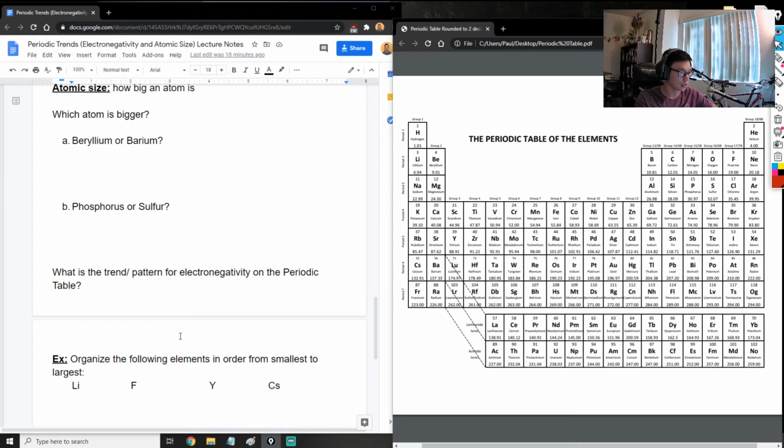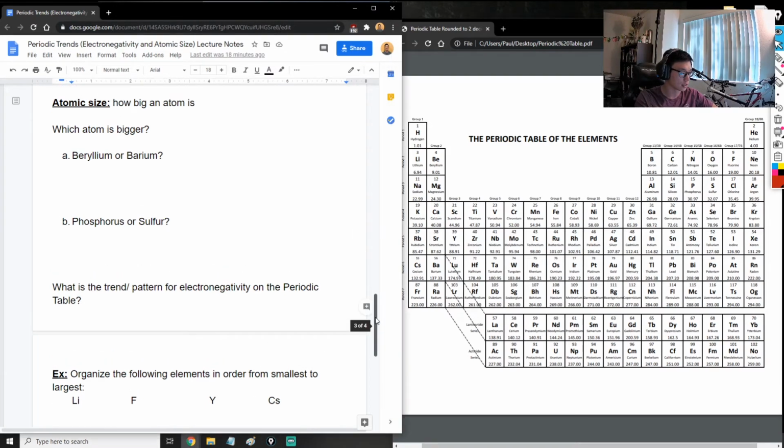Okay, and if you guys notice down here, we're going to be doing some organizing again. So atomic size is basically just how big an atom is, right? Atomic size, size of the atom. Pretty self-explanatory. So we're going to be figuring out how to know if an atom is bigger. Okay, so let's start with beryllium and barium. And again, we're going to start with the shells. So beryllium is up here, and barium is down here.